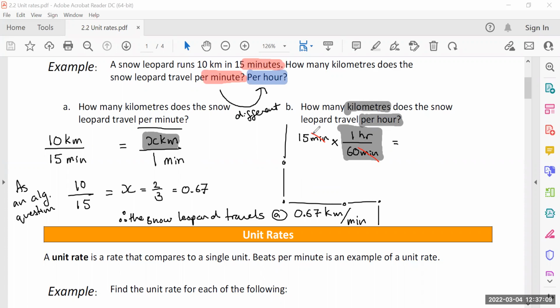And when I do so, 15 times 1 is 15. And then of course, 1 times 60 is 60. The minutes are gone. All that's left is an hour. We have 0.25 hours. The numbers are nice, so you get yourself a quarter of an hour. But if the numbers weren't nice, this is a good way to make sure you're doing it correctly.